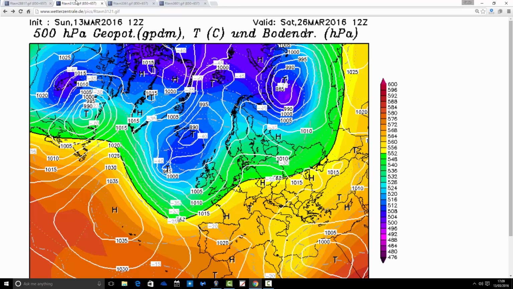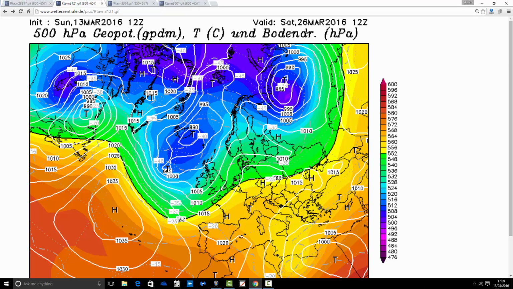We move through to Saturday. This is Saturday the 26th of March, and we find another weather system coming in from the west. So this does look like quite an unsettled Easter being predicted here by the midday run of the GFS model.